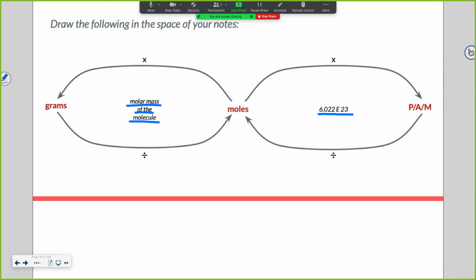So go ahead and draw this in that empty space. Please make sure your top arrows are pointing outward and your bottom arrows are pointing inward. We'll talk about why. Some of you will need this flow chart. Some of you may not, but I highly, highly recommend it.